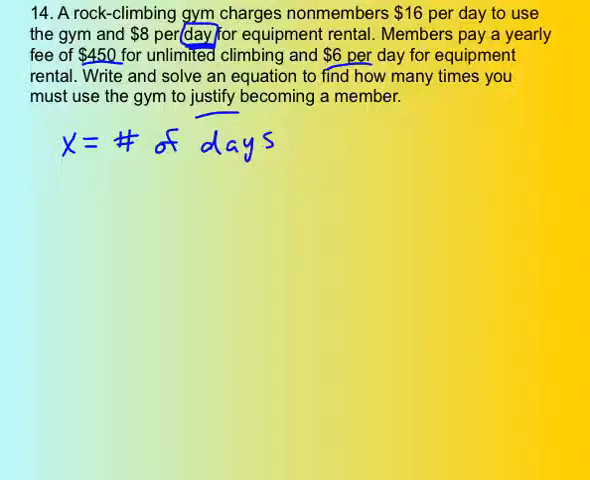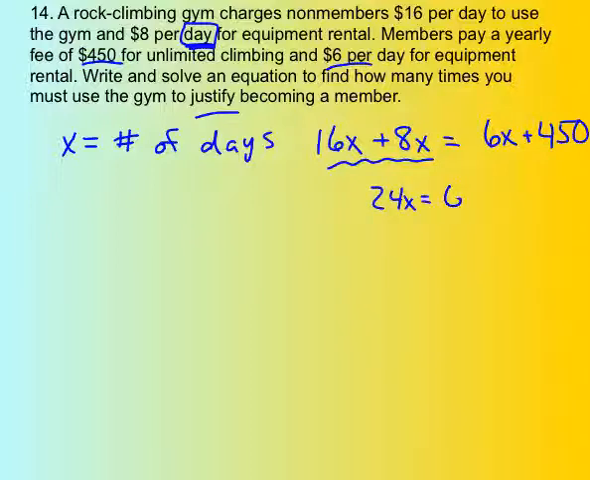So each time I go as a non-member, it's going to be 16 to climb, and then plus another $8 for equipment rental. Now, if I do join the gym, it's $6 for equipment, but then it's an additional $450 right away up front. Why this is helpful is 16 and 8 is 24x equals 6x plus 450.